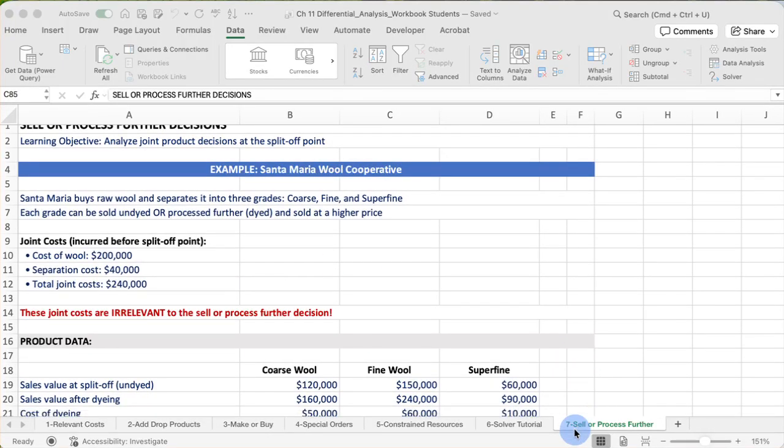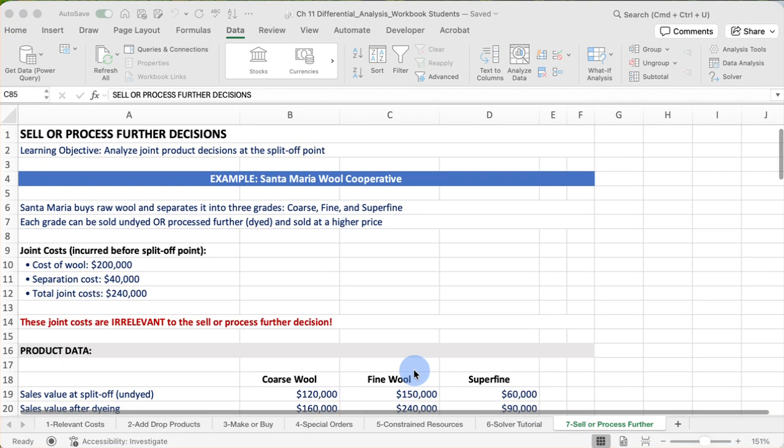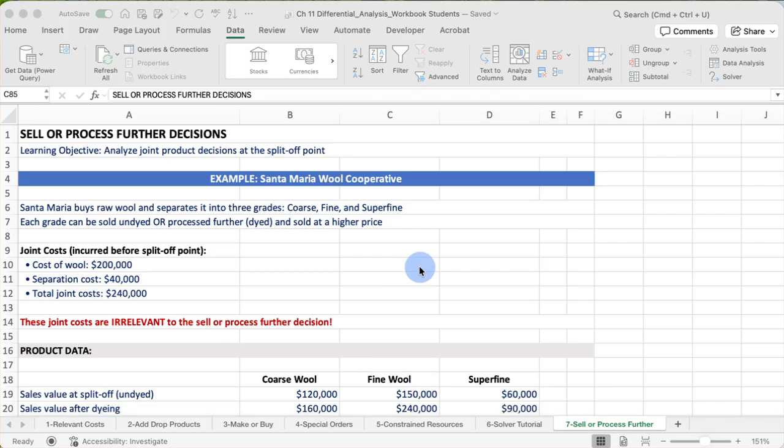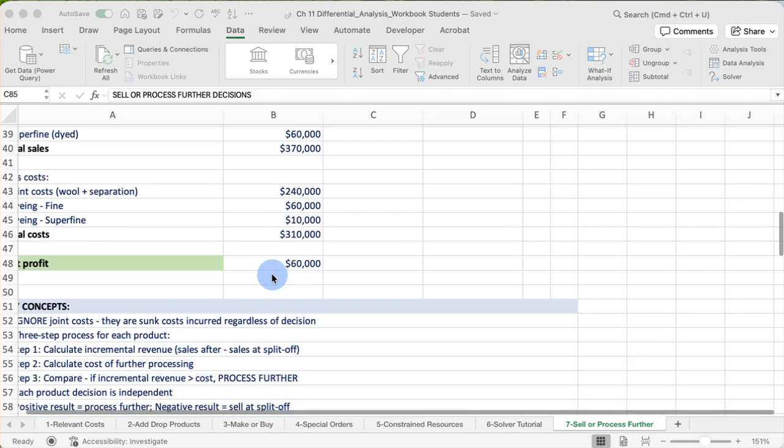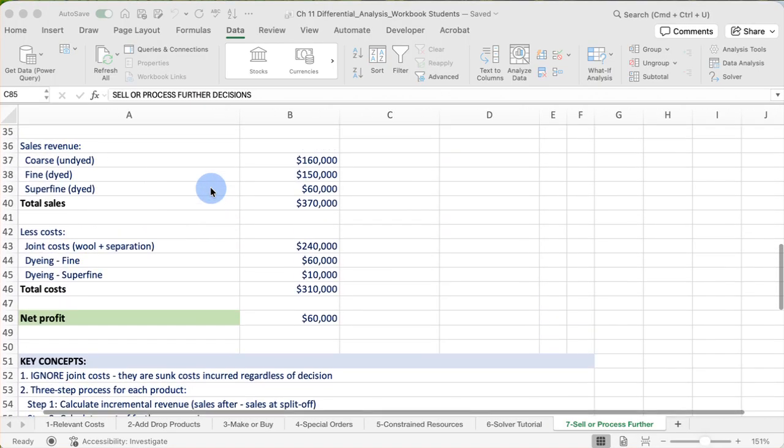In this video, we're going to look at the decision to sell a product or to process it further. So we'll run through this example where the information's already solved for you together, and then I'll also go into the practice problem down below.